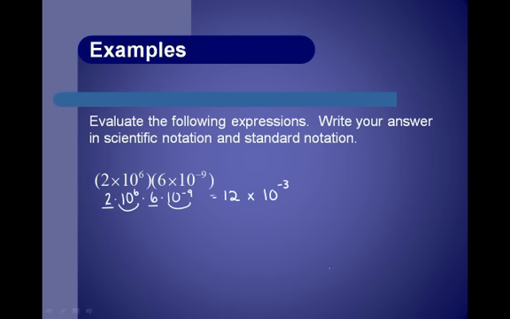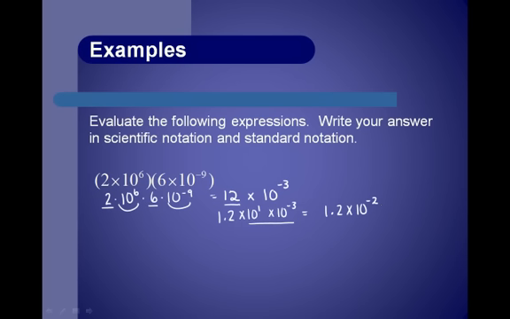Now, that looks good, but that's really not scientific notation because this first number is not written between 1 and 10. So to convert it to scientific notation, we're going to rewrite the 12 as 1.2 times 10 to the 1. Now, times the 10 to the negative 3 that we already have, we would get 1.2 times 10 to the power of, remember, add your exponents. 1 plus negative 3 would give us negative 2.